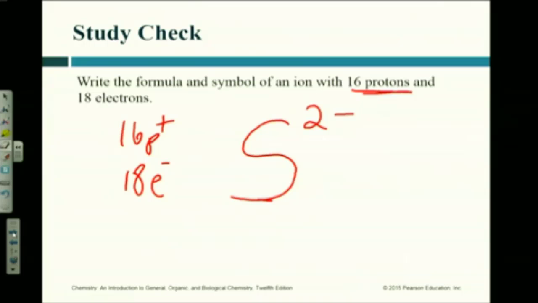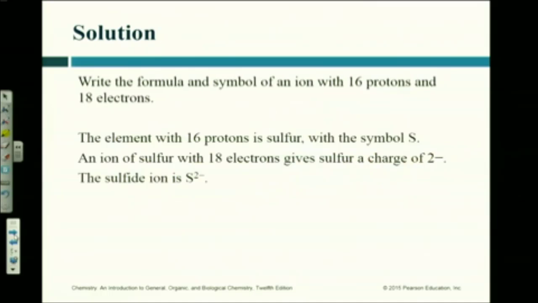Okay, so what is that? This is the sulfide ion. It goes from sulfur to sulfide. We're going to get to naming stuff on Wednesday if we have class. But it's officially an anion. It's negatively charged. Anion. Okay?